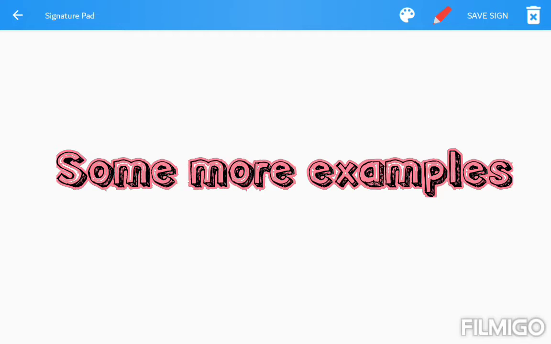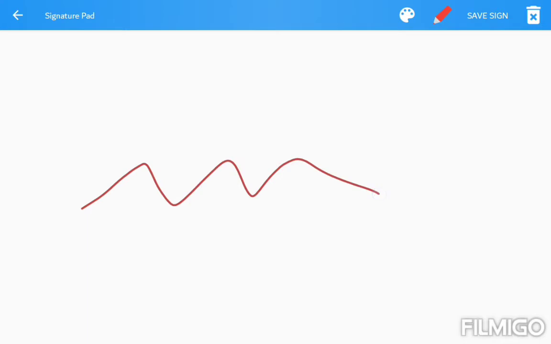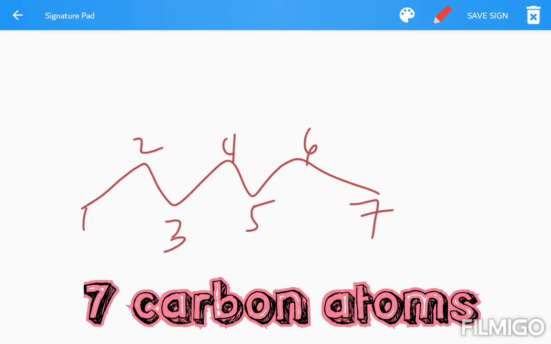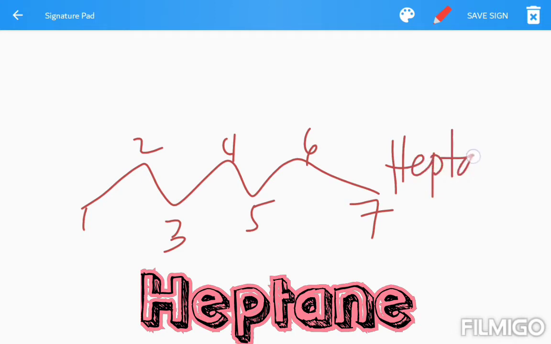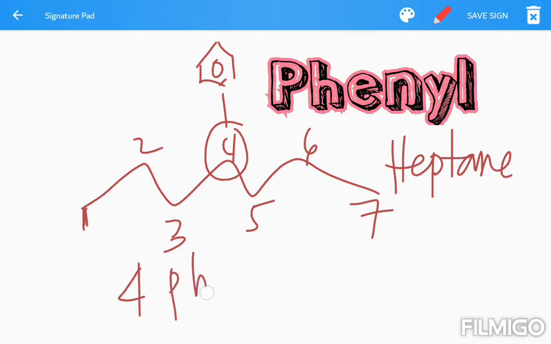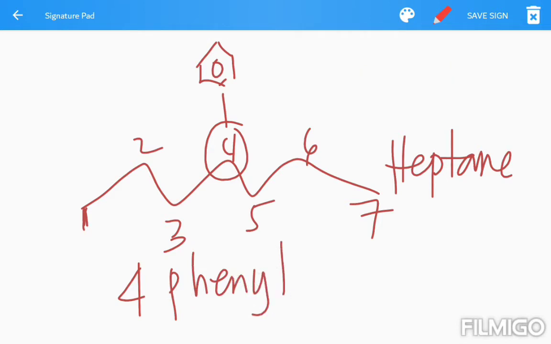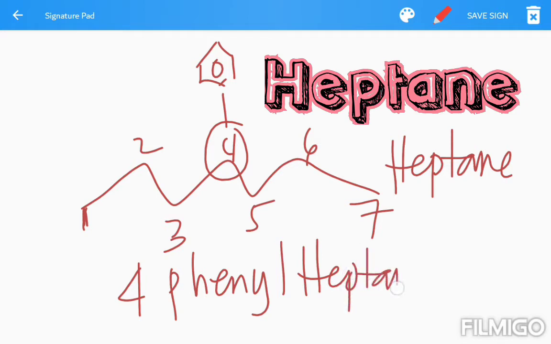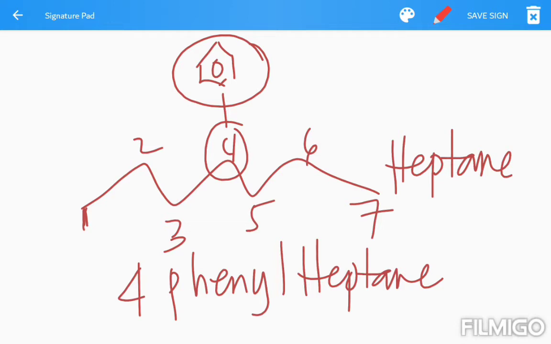Okay, so what if we have a 7 carbon chain, which gives us a heptane, and at position number 4 we have a substituent of a benzene ring. So how can you name this particular molecule? First of all, we will count the carbon positions 1, 2, 3, 4, and the name of this substituent will be phenyl. And the parent name is heptane. Take note, if this benzene will be our substituent, it will always be named as a phenyl.